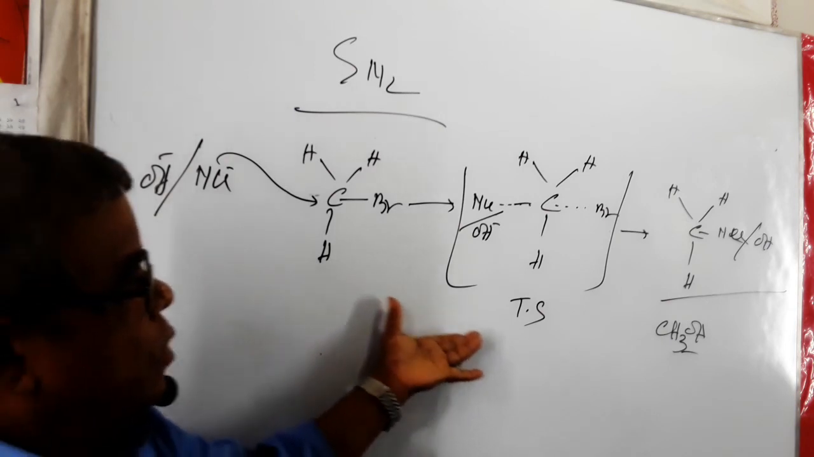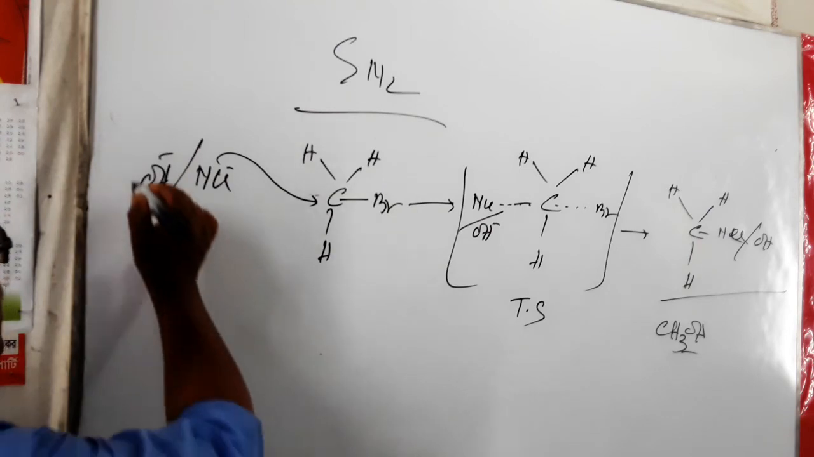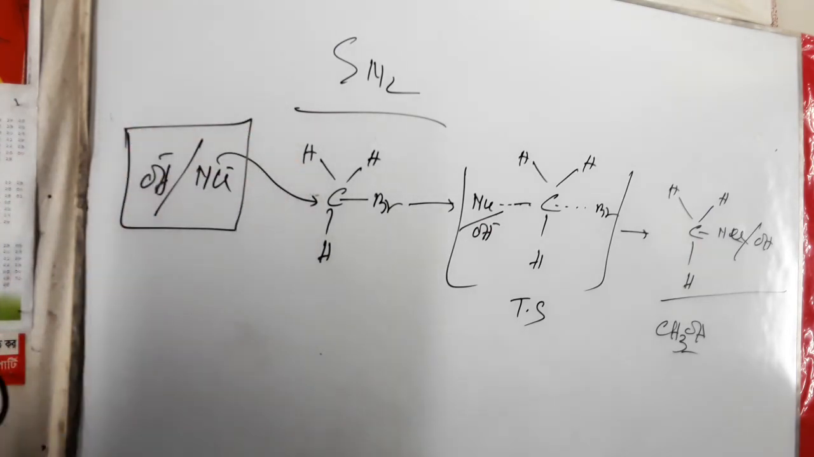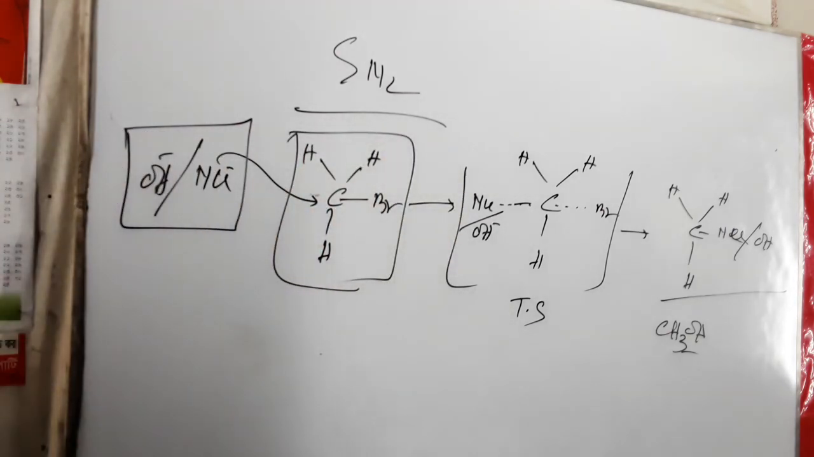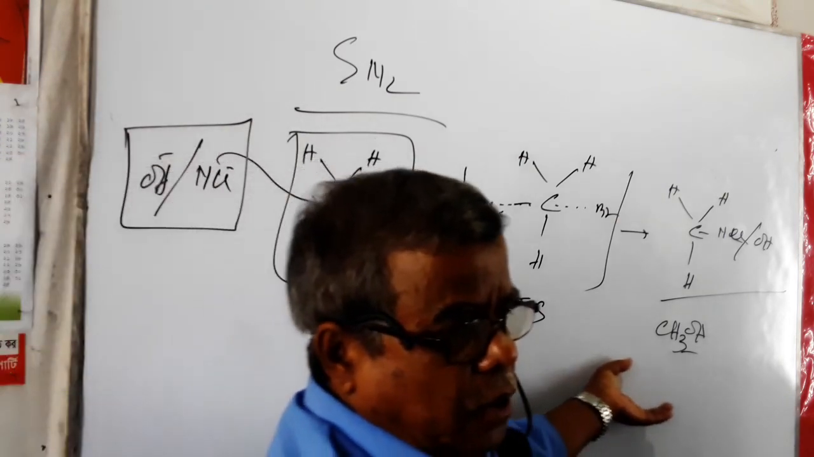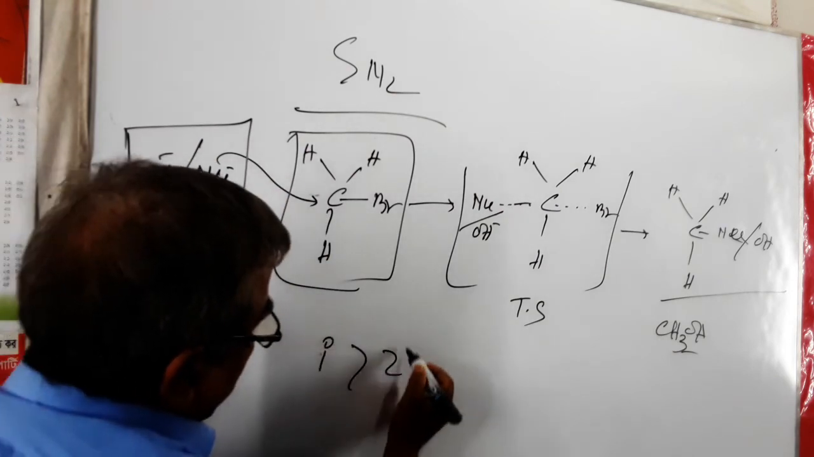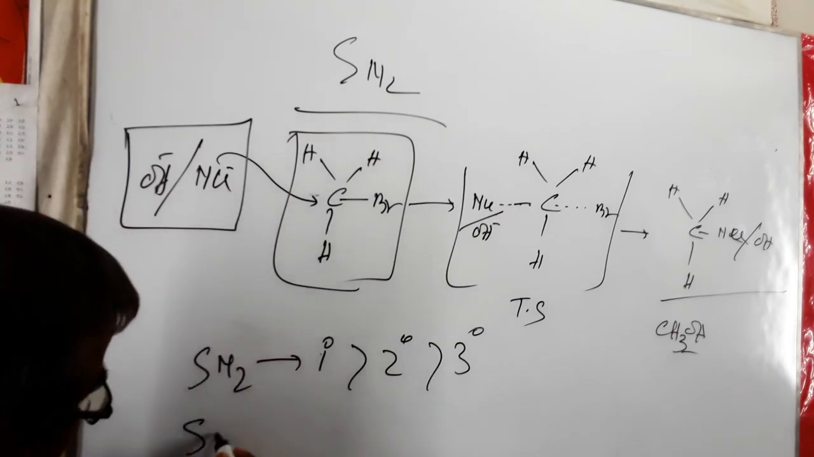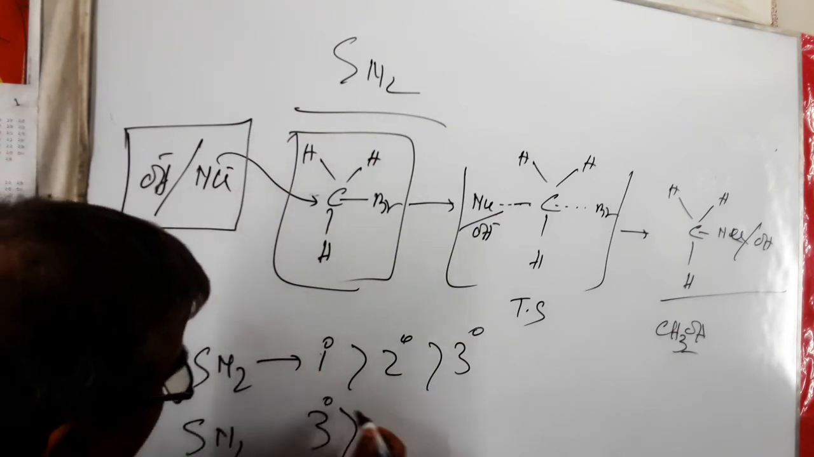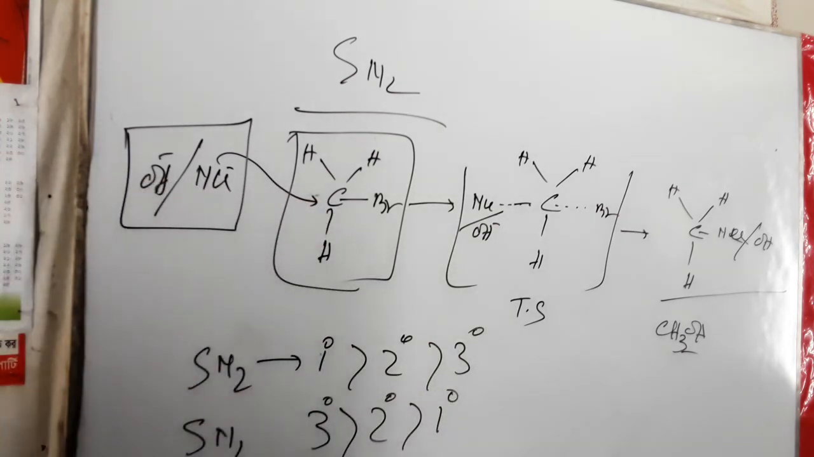This is the SN2 reaction. The SN2 reaction has only one step, but here the rate of the reaction depends on the concentration of the reagent and the concentration of the reactant, so it is the SN2 reaction, that is a bimolecular substitution reaction. In SN2, 1 degree is greater than 2 degree, and 2 degree is greater than 3 degree, and in SN1, 3 degree is greater than 2 degree, and 2 degree is greater than 1 degree. That is, SN2 is the reverse of SN1.